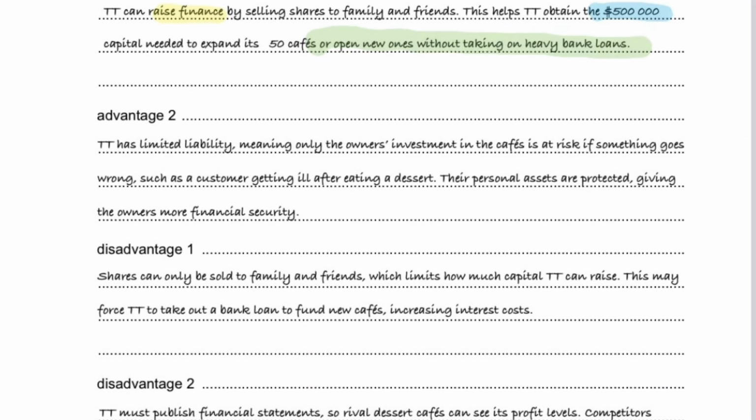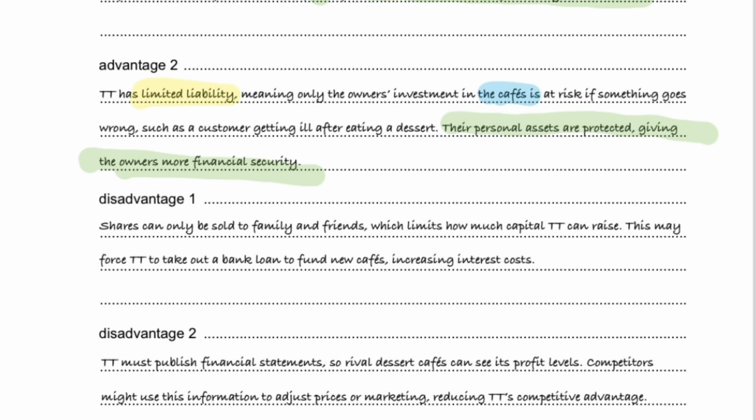Advantage 2. TT will have limited liability, meaning that only the owner's investment in the cafe is at risk if something goes wrong, such as a consumer getting ill after eating a dessert. Their personal assets are protected, giving the owners more financial security. One mark is for being able to identify limited liability, the other is for the application of cafe, and an explanation of how limited liability is able to protect the owners.